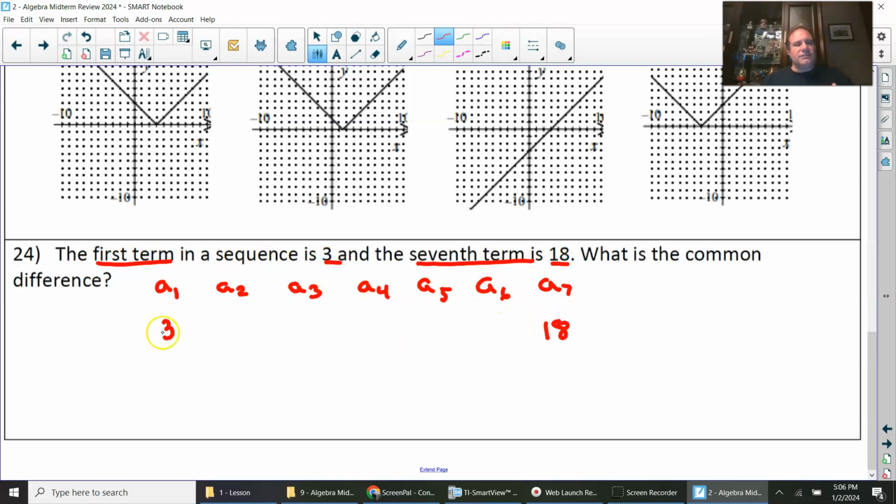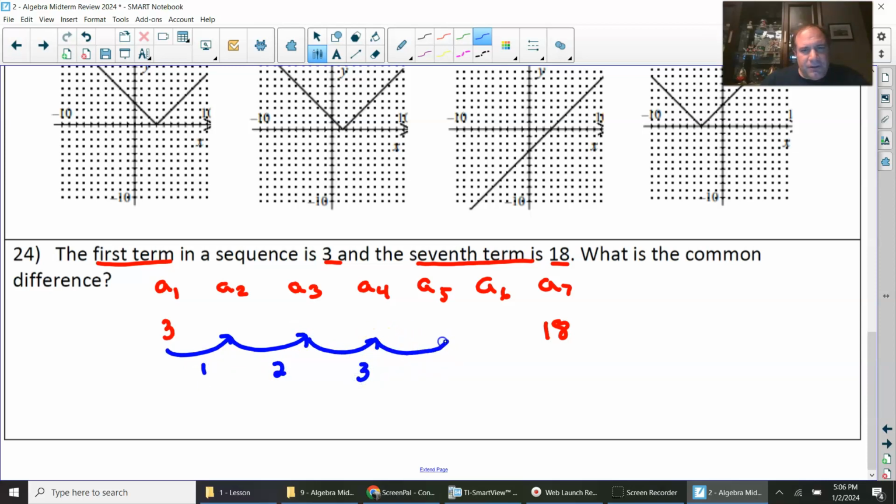So what you do is you have to actually figure out how many hops that you have to do to get to 18. So to get to a sub 7, so that's 1. This is 2. So this is 1. This is 2. This is 3.